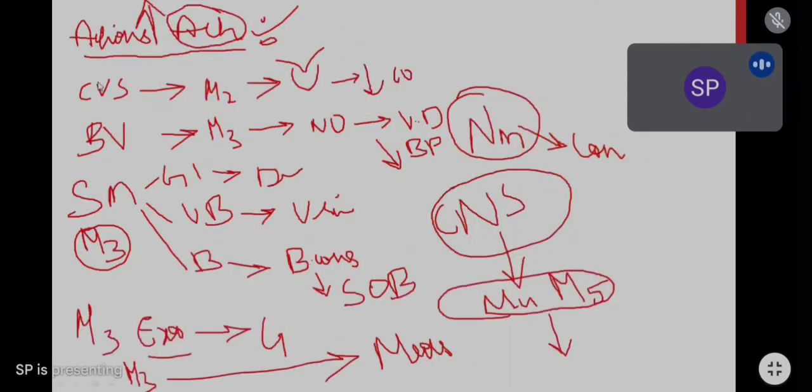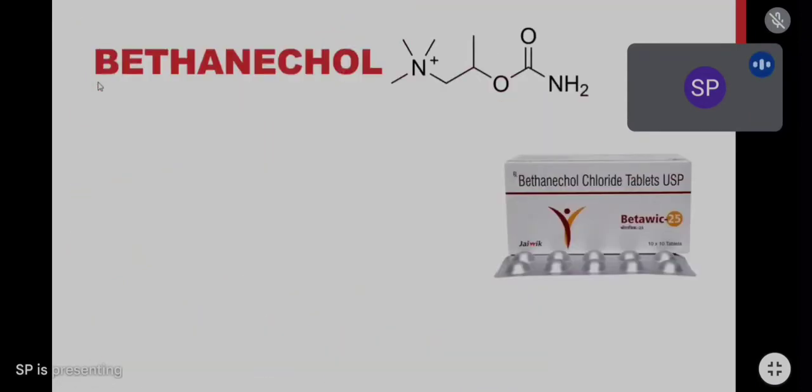Now we'll go to the next drug. What comes after A? B. A, B, C, M. I told you the synonym, okay? B is bethanechol, right? See, one more point. Actually, this bethanechol is also not commonly used in hospital, but in very rare cases, bethanechol is used. So in which conditions is bethanechol used?